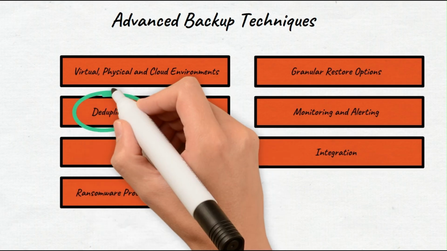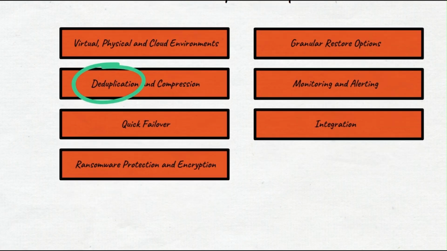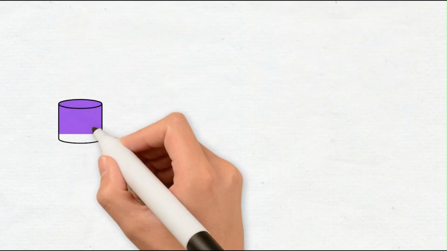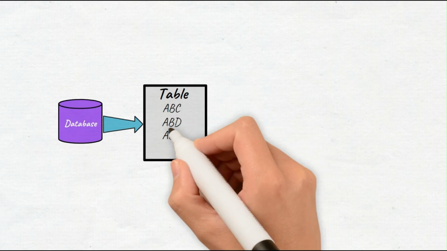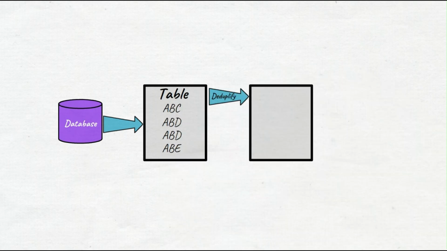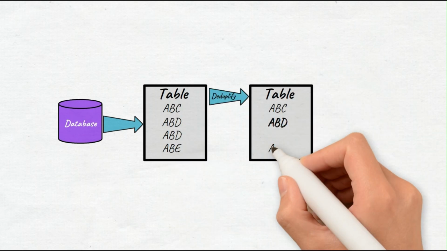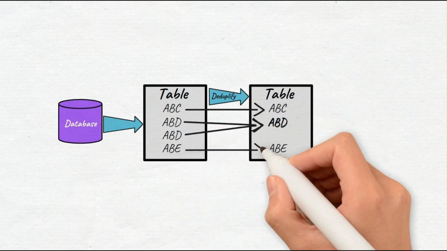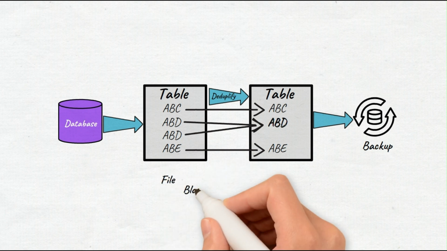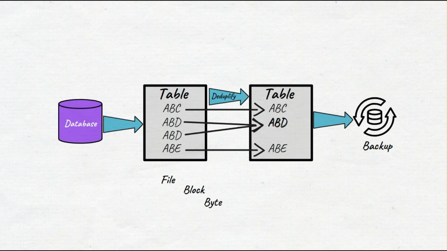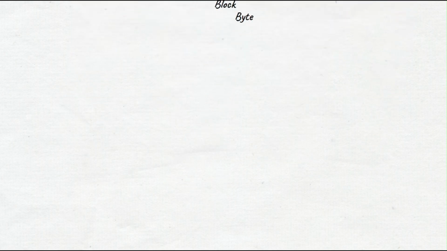Data deduplication is a data compression technique that optimizes storage space by identifying and eliminating redundant data. Instead of storing multiple copies of the same data, deduplication stores a single copy and creates references or pointers to that copy for all other instances. Deduplication can be performed at different levels, such as file level, block level, or byte level. This significantly reduces storage requirements and speeds up data transfers.